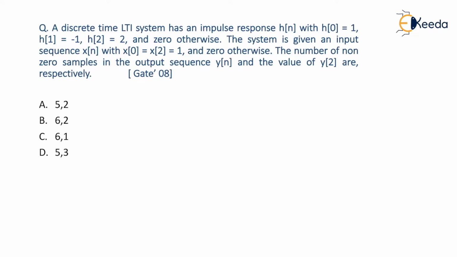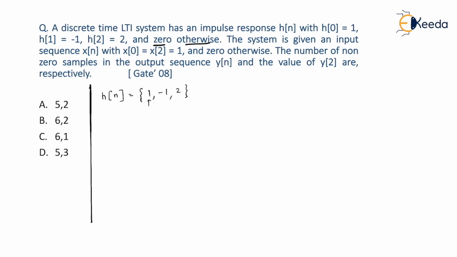Question number 1 is displayed on the screen. A discrete time LTI system has an impulse response h of n with h of 0 equal to 1, h of 1 equal to minus 1, h of 2 equal to 2 and 0 otherwise. So before we proceed with the question, let us write the given data one by one. Look at h of n, the impulse response given, where h of 0 is 1, h of 1 is minus 1 and h of 2 is 2. Just to indicate it is h of 0, we put an arrow mark here, and it is 0 otherwise.